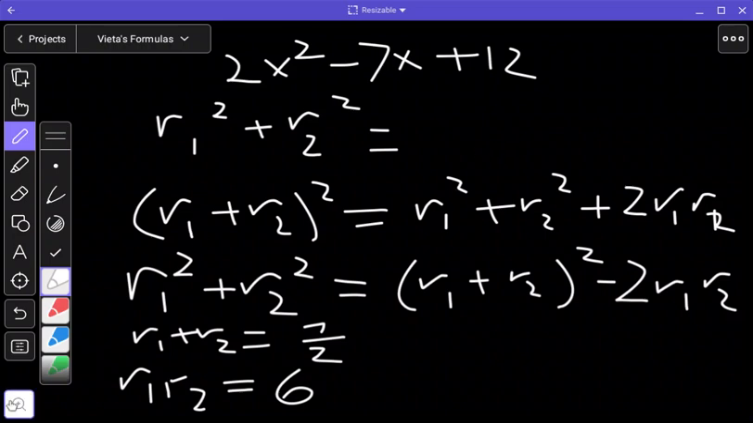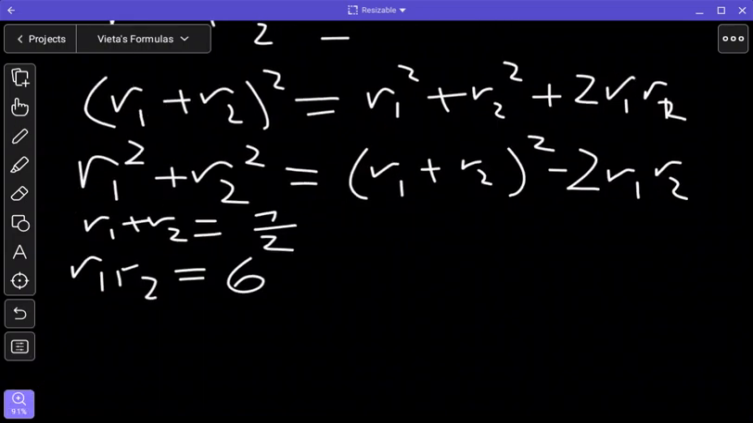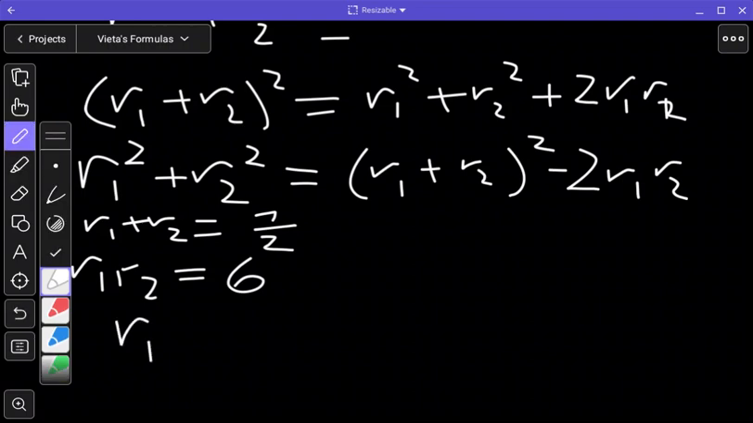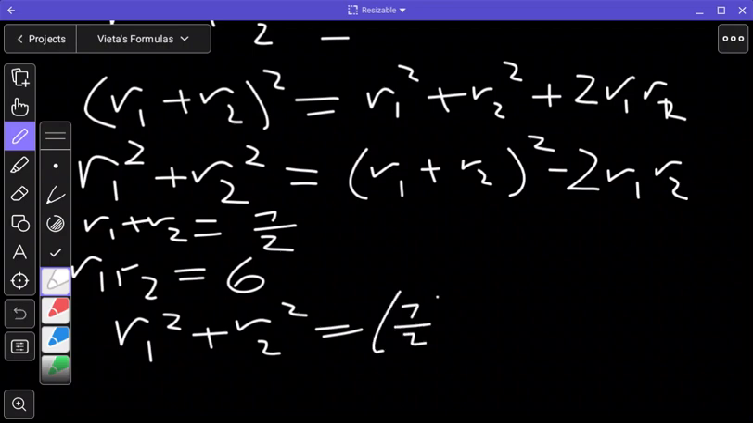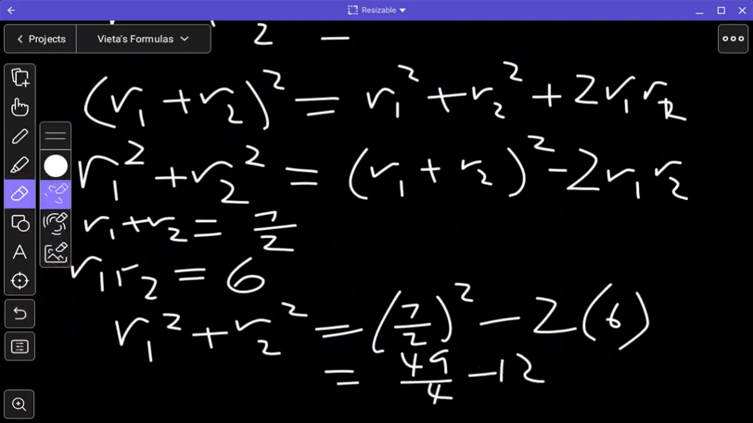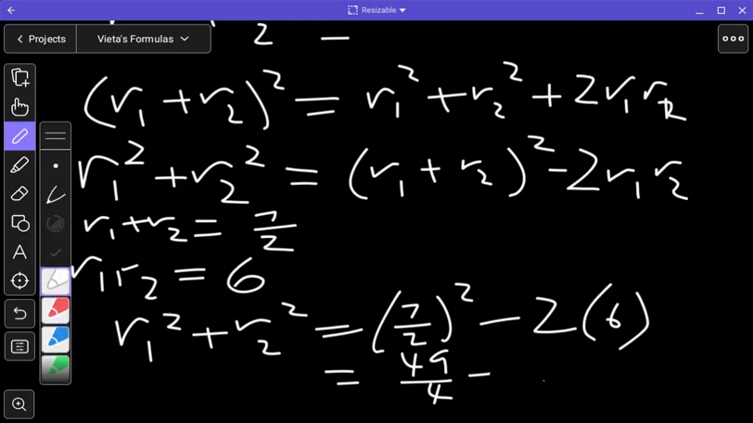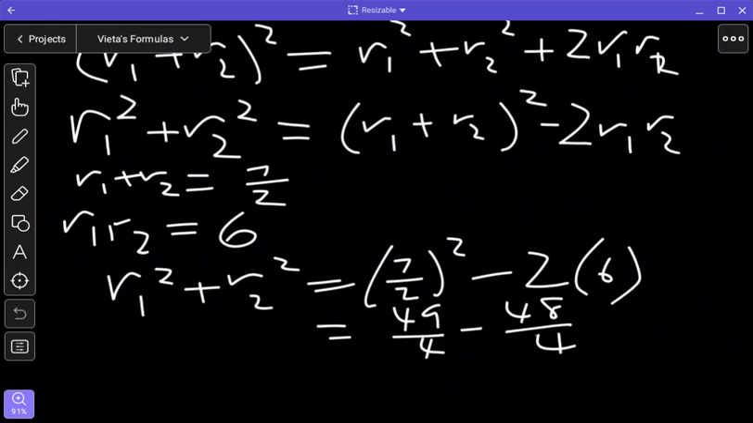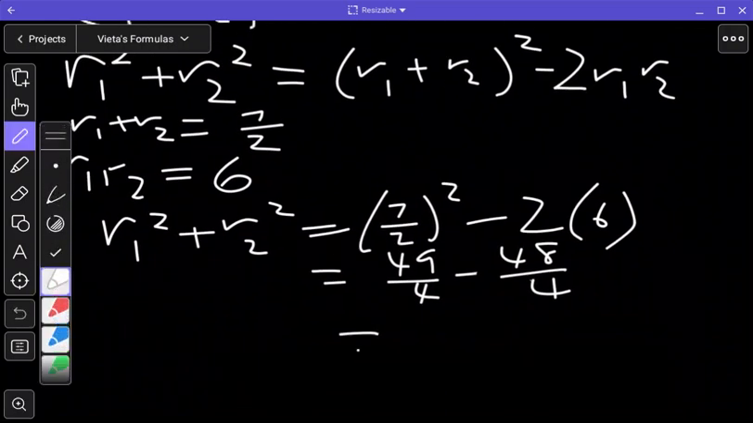And now we can plug those numbers into what we have here. So r sub 1 squared plus r sub 2 squared is equal to (r1 plus r2) squared, which is (7 over 2) squared, minus 2 times r1 times r2, which is 6. So this is equal to 49 over 4 minus 12. But instead of writing it as minus 12, let's write it as 48 over 4, so we have a common denominator. 49 over 4 minus 48 over 4 is just equal to 1/4.